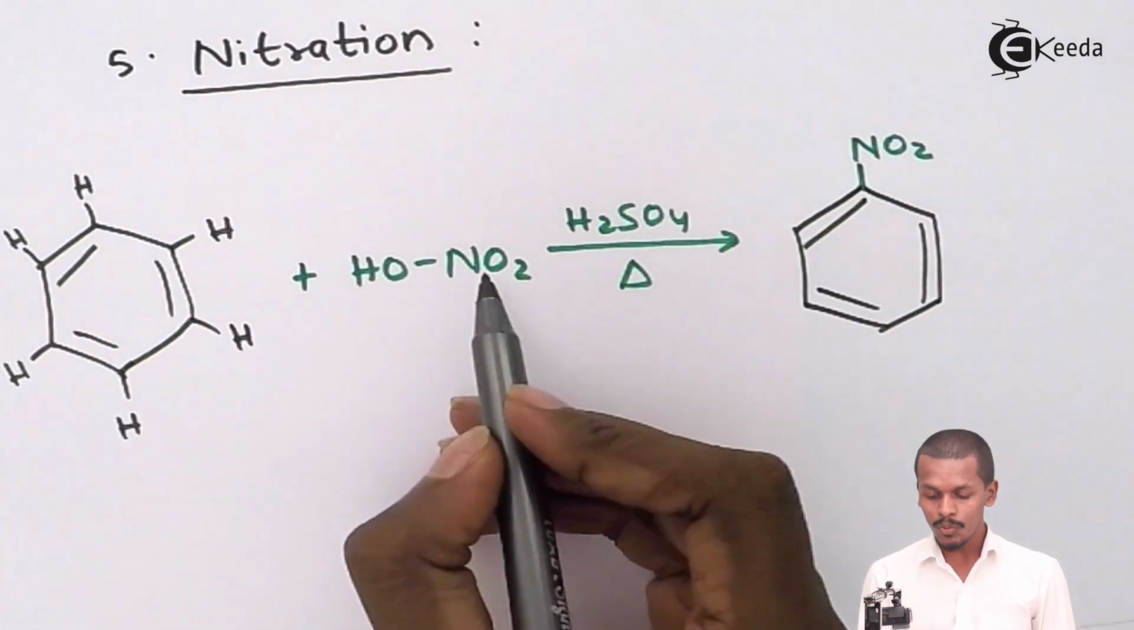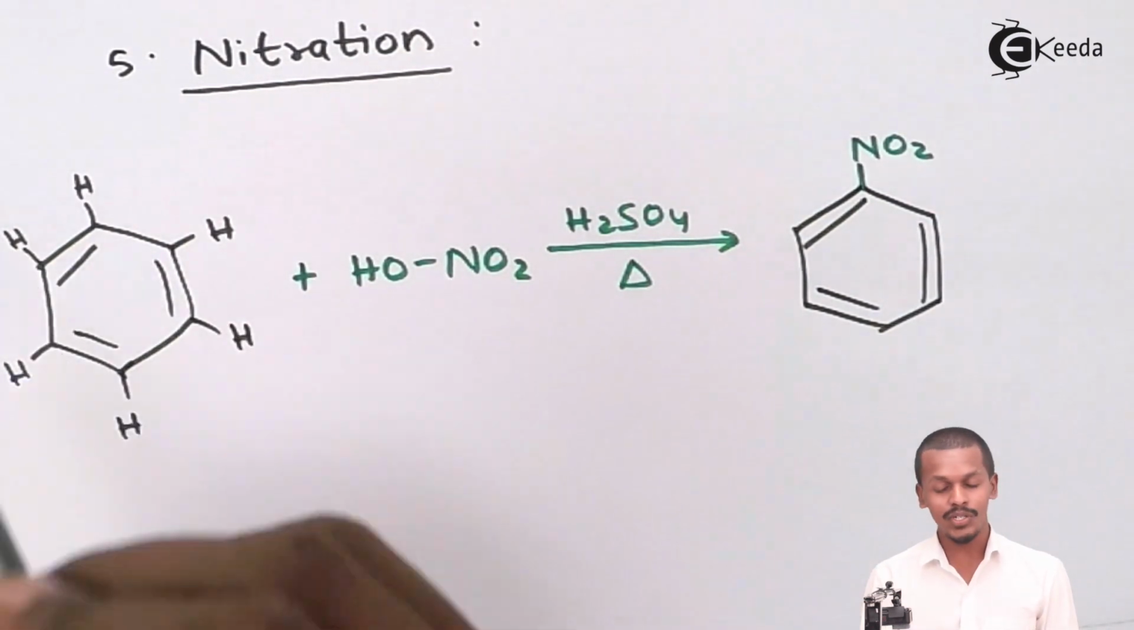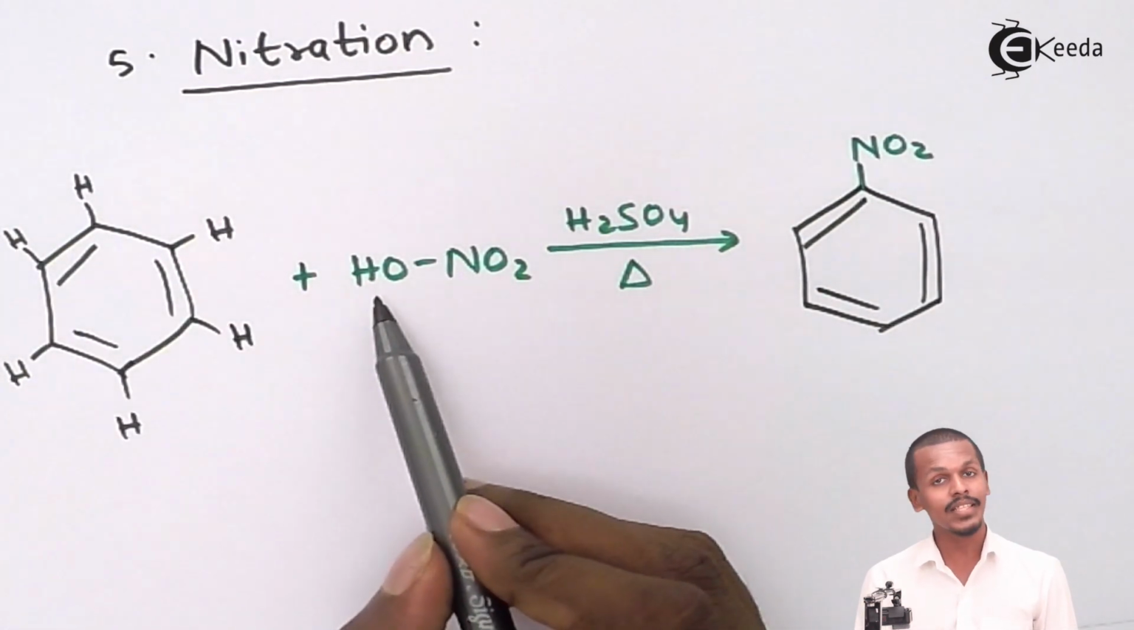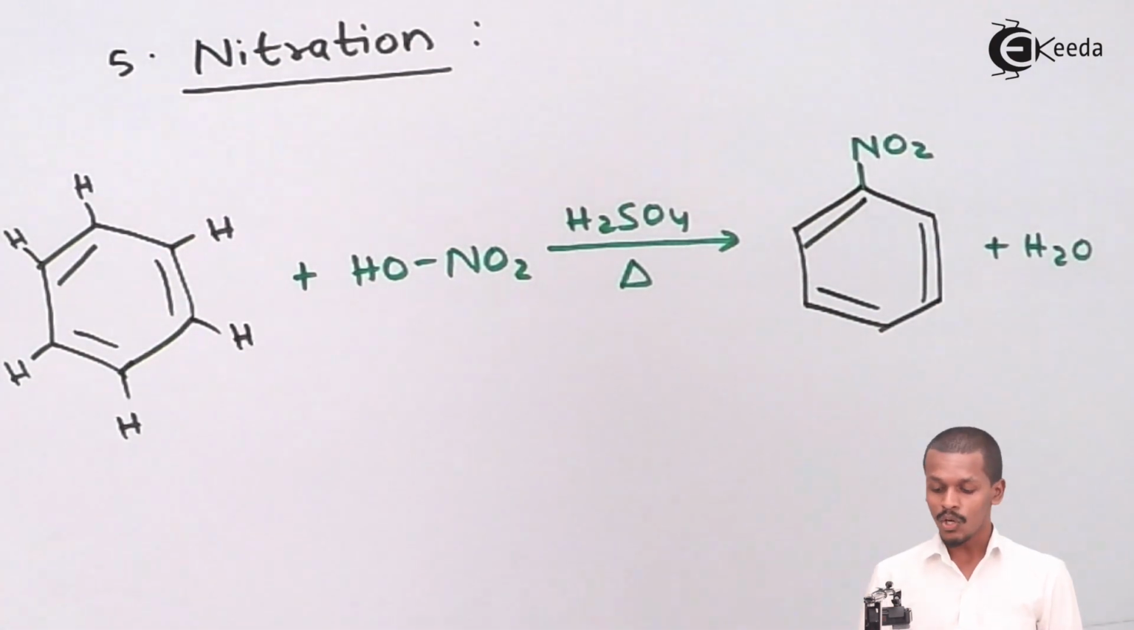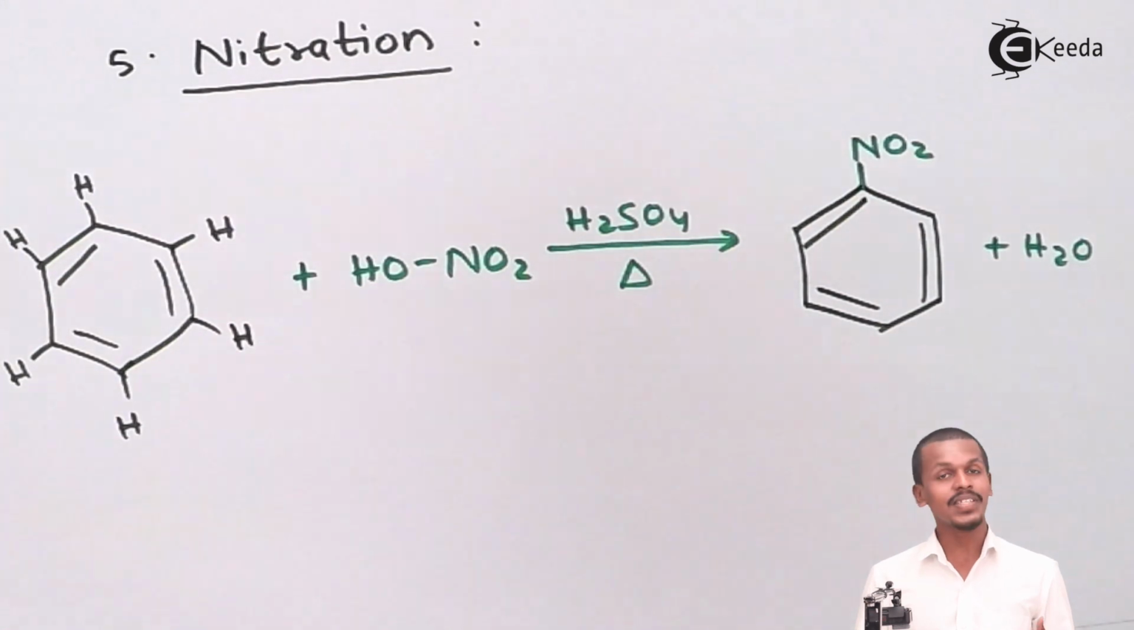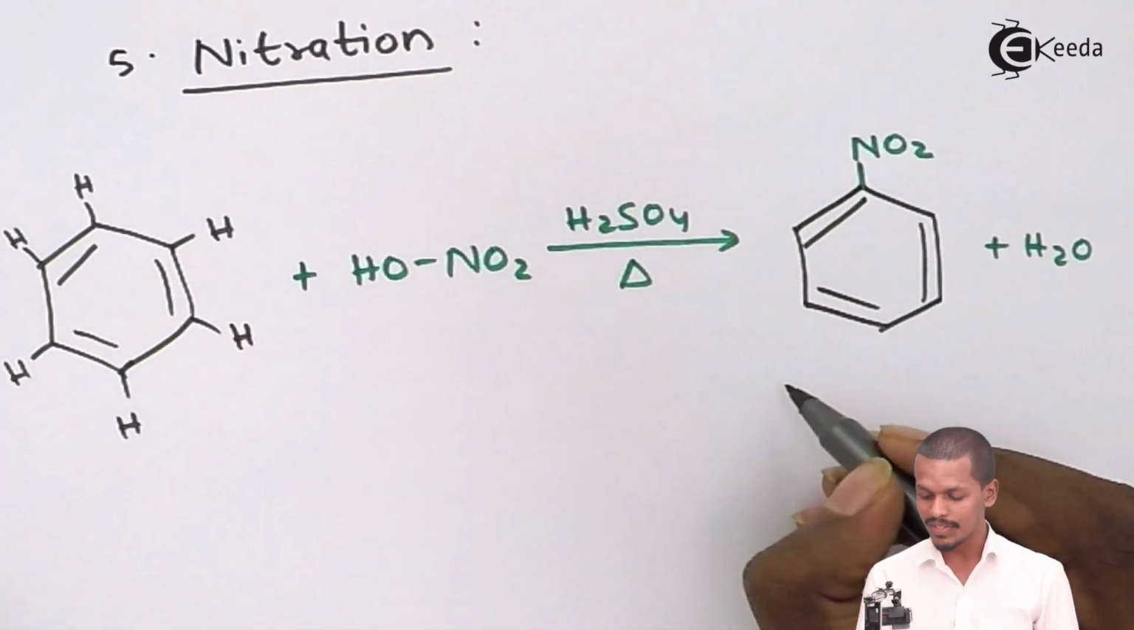And meanwhile the NO2 group has replaced the hydrogen atom, and the hydrogen atom along with this OH will be removed as water. The condition that we have maintained here is an acidic condition, and that's the reason we have taken a nitrating mixture, that is nitric acid along with H2SO4, sulfuric acid. So this is the reaction that occurs, and the formation of nitrobenzene takes place.